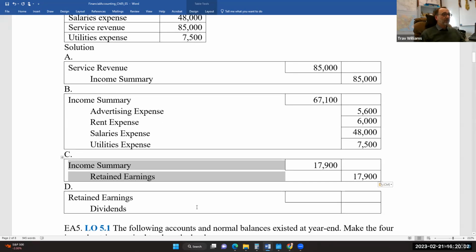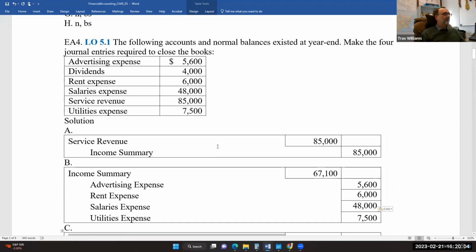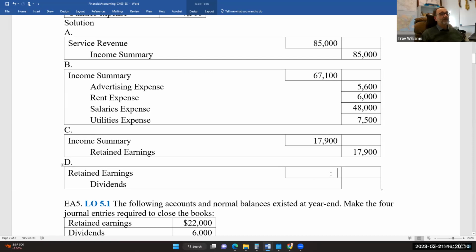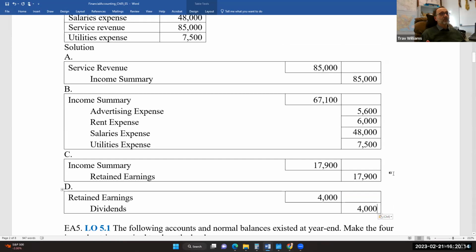Moving on to the 4th step, anytime you have dividends, your 4th step is you're just going to take the amount of the dividends. Always it's going to be a debit to retained earnings and a credit to dividends. So the only exception there would be if you didn't have any dividends issued throughout the year, then you just skip step 4. Okay. So that is our 3-step closing process.